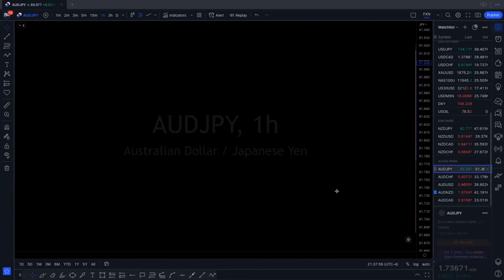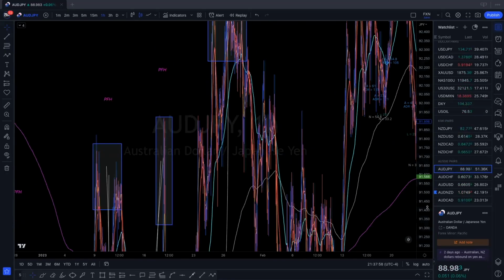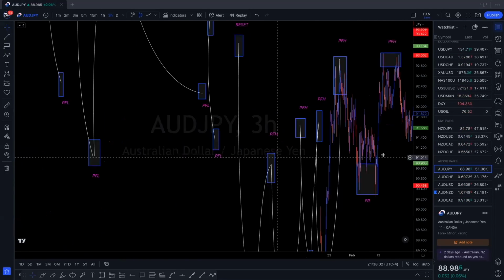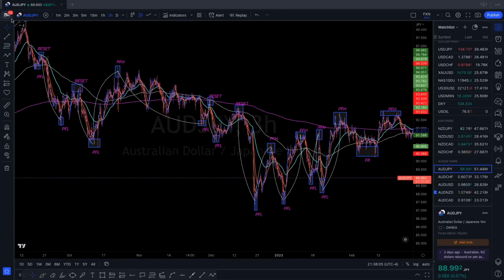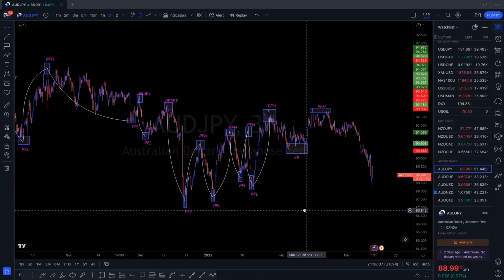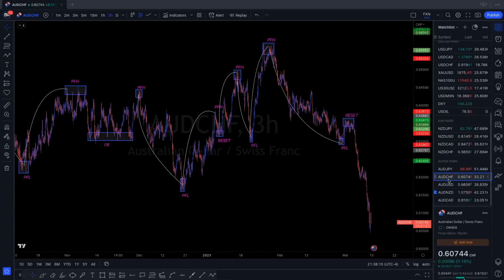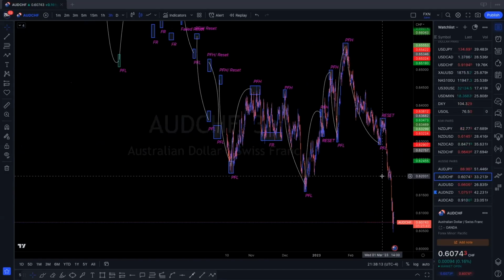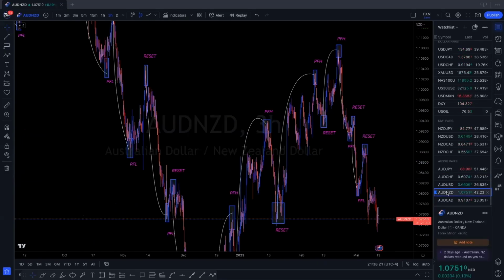So that's before you start even trading this. That's the first thing I would look for: look at each individual pair and ask, do these pairs have a lot of resets? Do they not have a lot of resets? Like AUD USD, definitely you wouldn't want to trade.